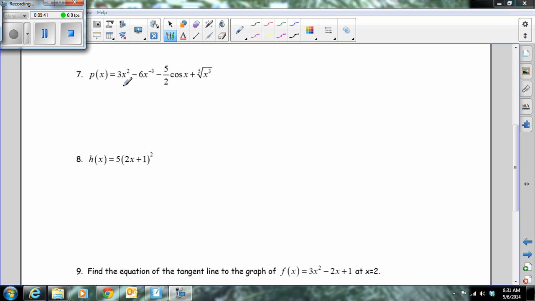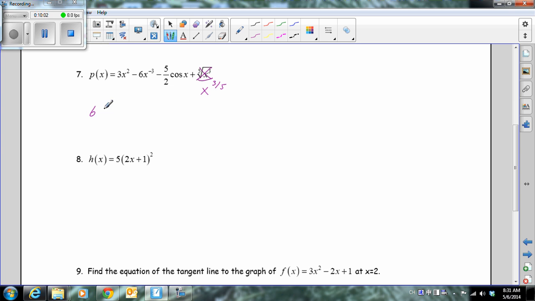On problem number 7, I have 3x squared minus 6x to the power of -3 minus 5 over 2 cosine x plus the 5th root of x cubed. I will first transform this one into x to the power of 3 over 5 to make it easier for me. So this radical is gone. Now I will use my power rule here.